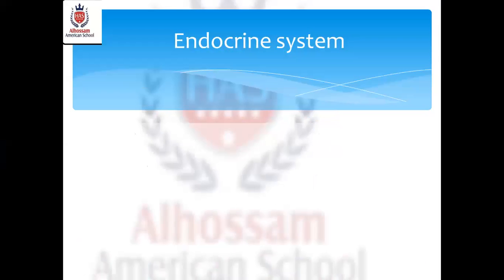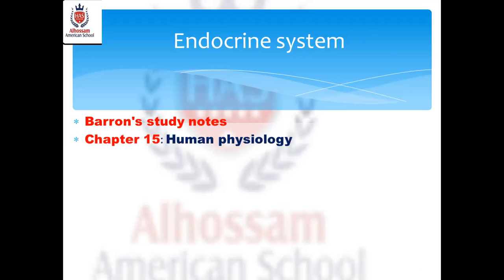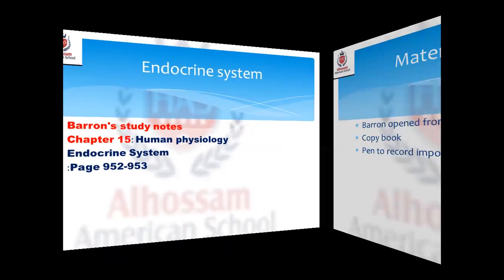Today we are still talking about the endocrine system, which we agreed is one of the most important systems inside your body. It's a regulatory system. Along with the nervous system, it regulates most, or to be more accurate, all of the functions inside your body. This is our main source of studying: Parents, study notes. We are in chapter 15, Human Physiology, Endocrine System. Today we will focus on pages 952 and 953.